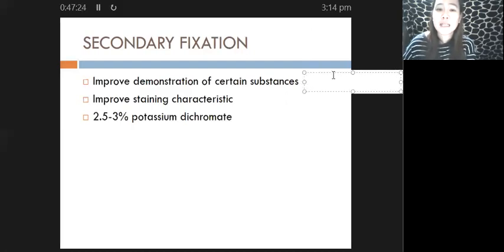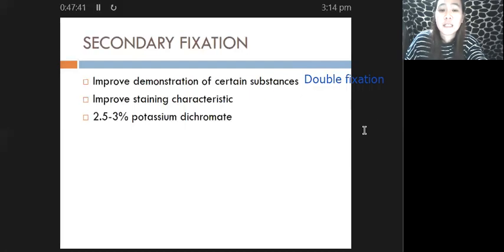So this is commonly performed in the case of your electron microscopy. So remember that in electron microscopy, we perform a procedure which is referred to as double fixation. Okay, so in double fixation, you are using one fixative for the initial fixation of your sample, and then you are going to fix it again in another fixative. Okay, so that is what we call double fixation, and it is an example of secondary fixation.